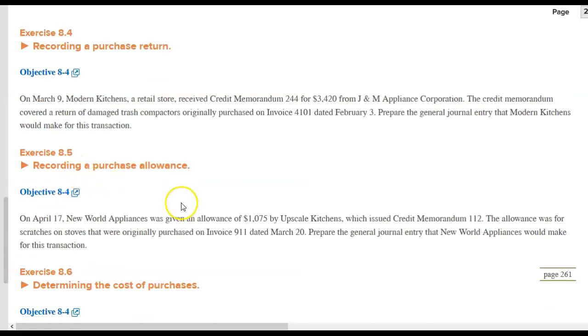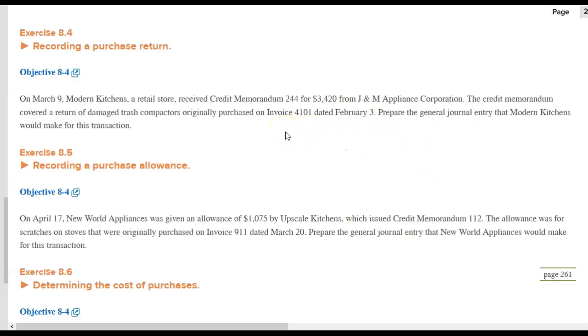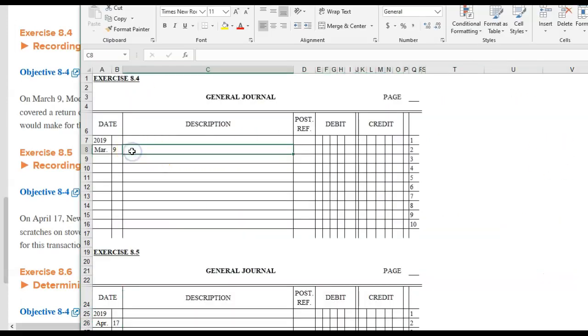All right. So 8.4. On March 9, Modern Kitchens received a credit memo for $244 for $3,420 from J&M Appliance Corporation. The credit memo covered a return of damaged purchases on invoice 1401 dated February 3rd. Prepare the general journal entry. So again, it's general journal, so we're talking about purchase, return, and allowance account. Okay, let's go ahead and throw that in there. What it's supposed to look like. We know on March 9, we have to use the purchase, return, and allowance account.